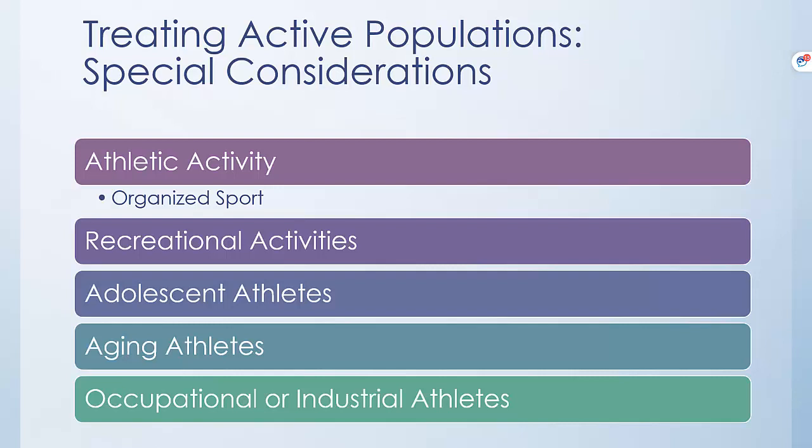All individuals over the age of 40 should have a physical exam and exercise testing before engaging in an exercise program. Another consideration is the occupational or industrial athlete. Occupational, industrial, or worker athletes are involved in strenuous, demanding, or repetitive physical activity as part of their daily activities for work. This may result in accidents or injuries.